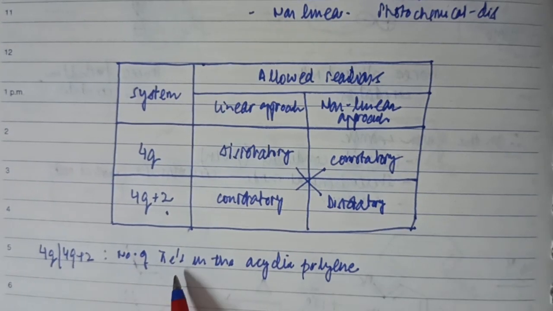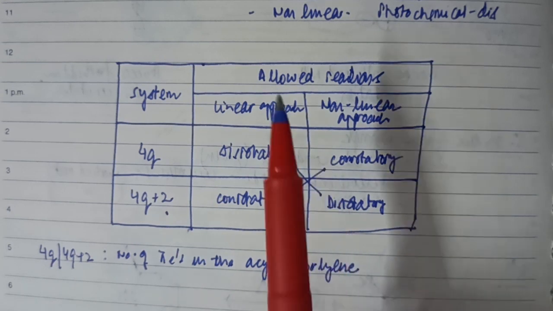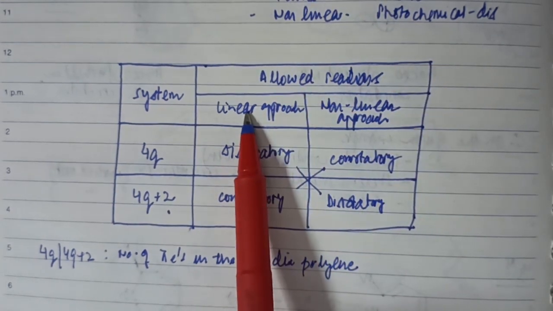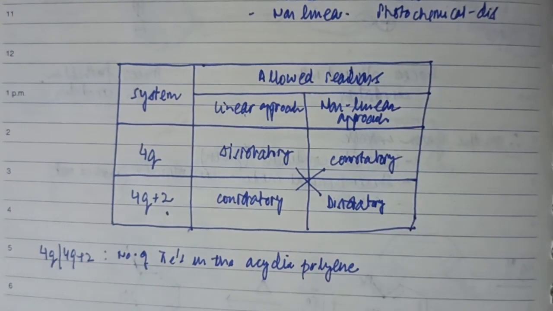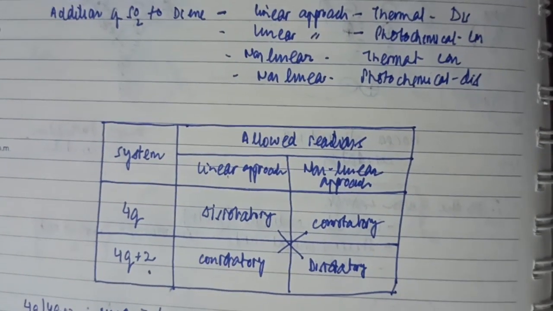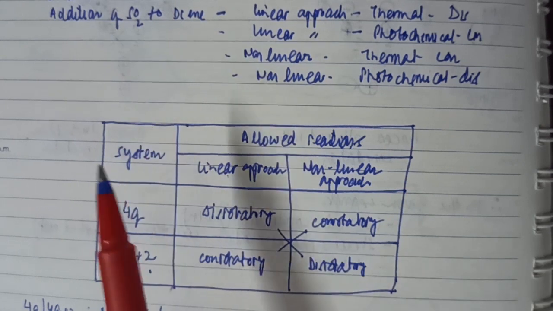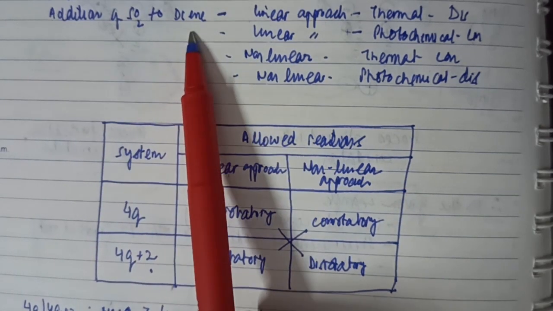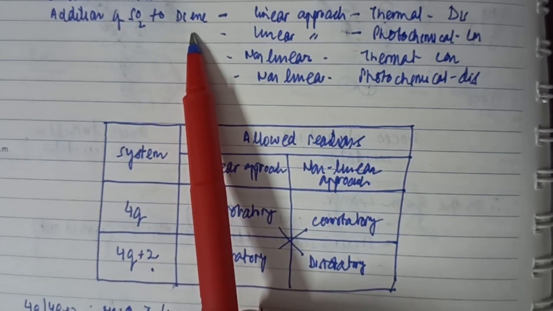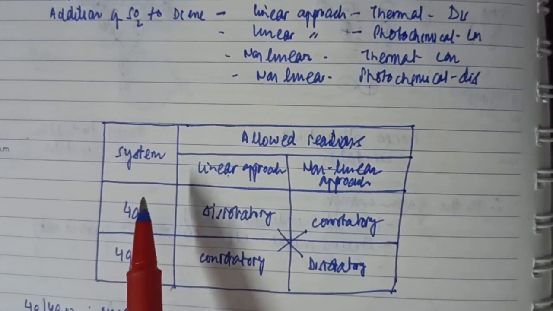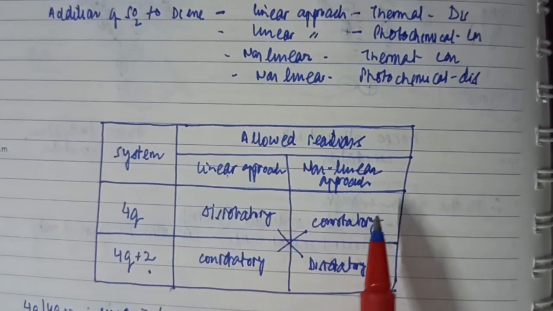These are the number of pi electrons in the acyclic polyene molecule, that is the reactant side. Now under allowed reaction, on one side I'll write linear approach, on the second side I'll write non-linear approach. Let's look at the result and make it. As far as your diene is concerned, because the formula has to be applied on the diene or the polyene, diene means 2 pi bonds, that means 4 pi electrons, so it should follow this row.